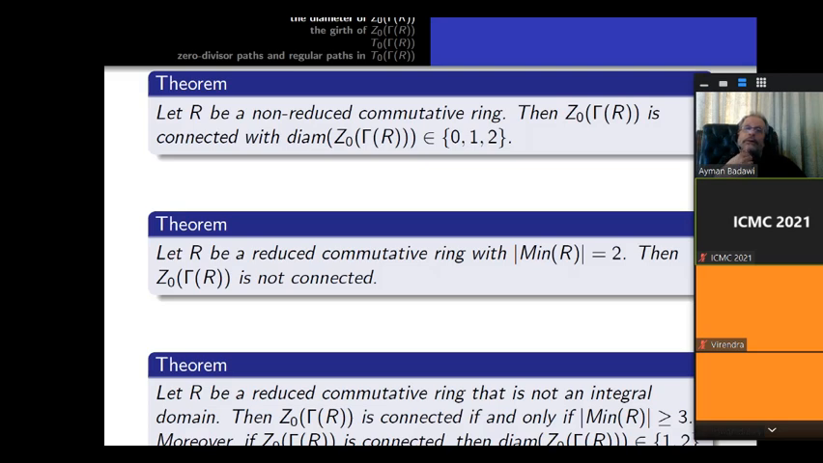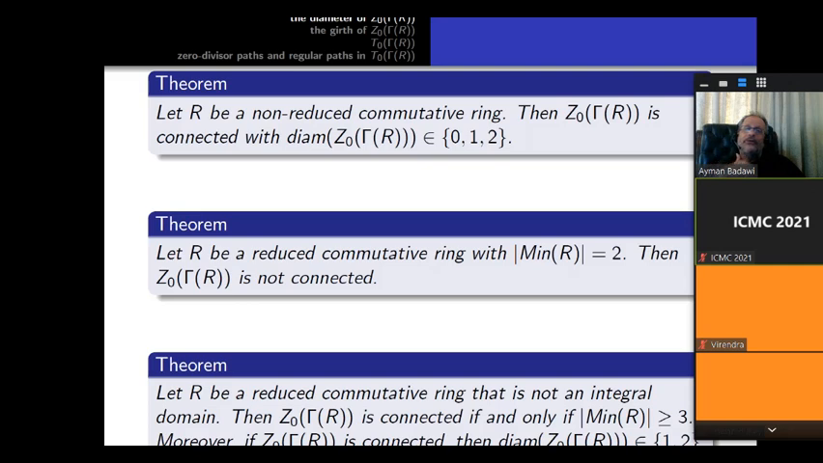Okay, here you see this result. What does it say? That if you have a non-reduced commutative ring, what do I mean by non-reduced commutative ring? It means the set of nilpotent elements is not 0. So non-reduced means there are other nilpotent elements than 0. Definitely 0 is a nilpotent element. But when we say non-reduced commutative ring, we mean there is at least one x in the ring where x is not 0 and x to the n is equal to 0 for some n.